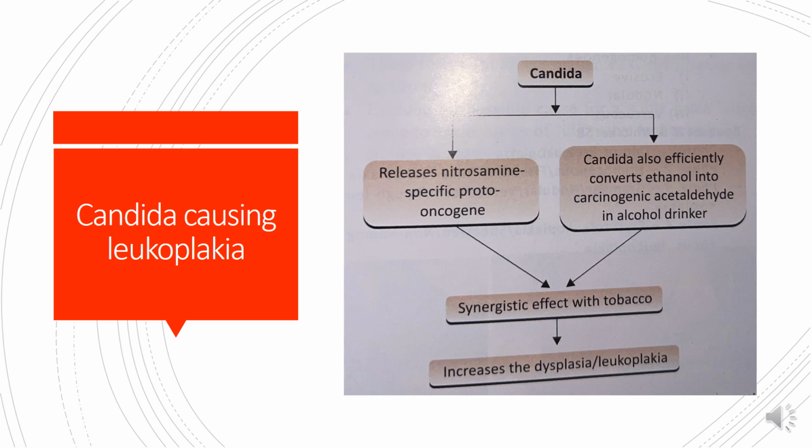Candida causing leukoplakia works by releasing nitrosamine-specific proto-oncogene, and it also efficiently converts ethanol into carcinogenic acetaldehyde in alcohol drinkers. This way, it also has a synergistic effect with tobacco and increases the dysplasia and chances of leukoplakia.